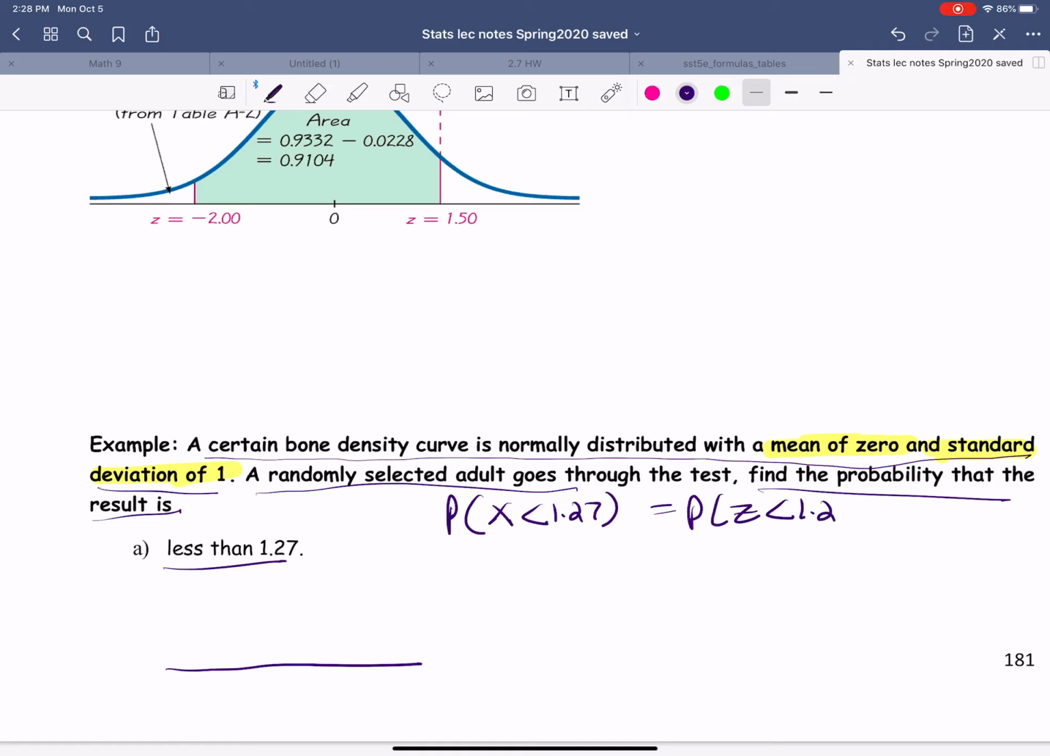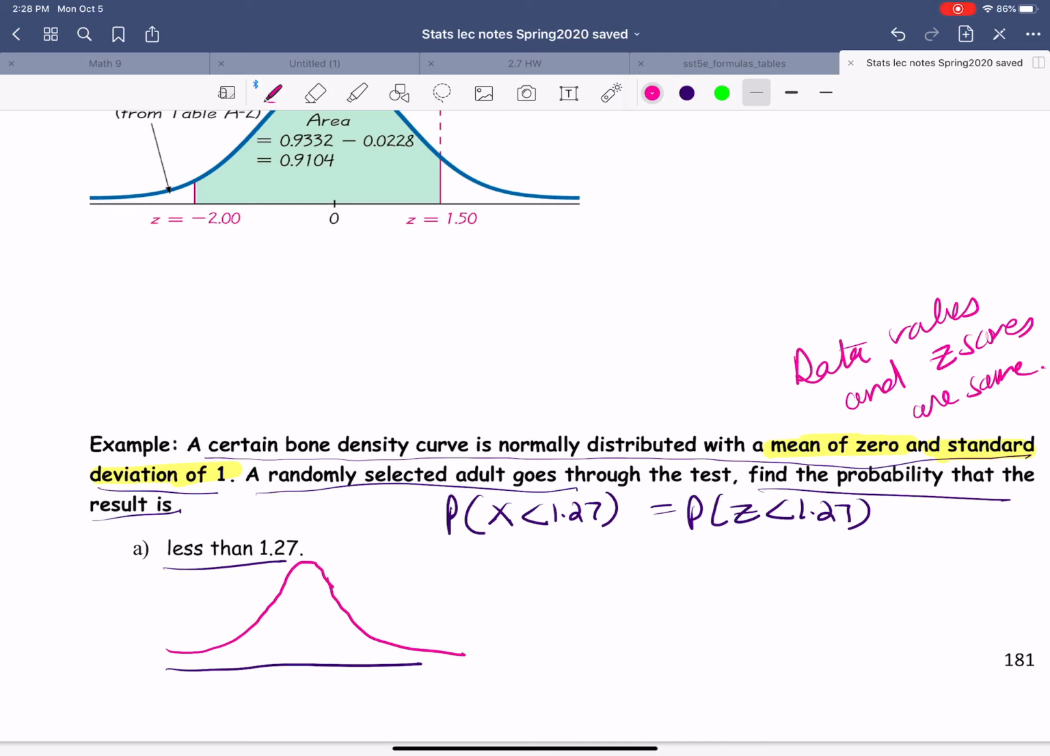Remember, for a standard normal curve, the data value and z-scores are the same. Okay, z is less than 1.27. So let's go ahead and draw my curve. Where is 1.27? It's approximately here, and we're looking for the area to the left of that. We're looking for the area to the left of this z-score.